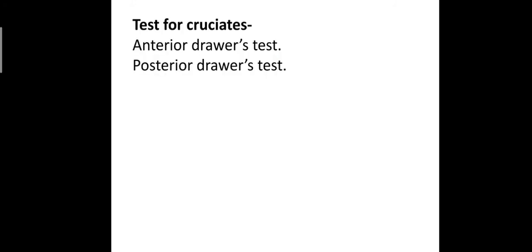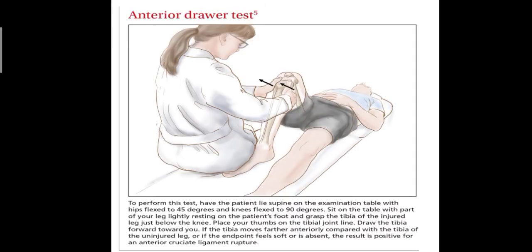Test for cruciate ligament. Anterior drawer test. This is a one plane test for anterior instability as it tests the anterior cruciate ligament.